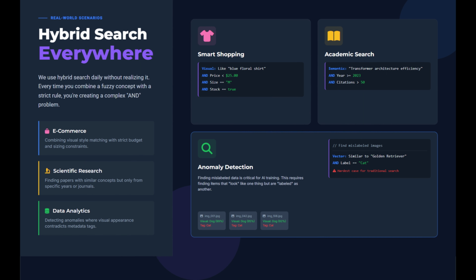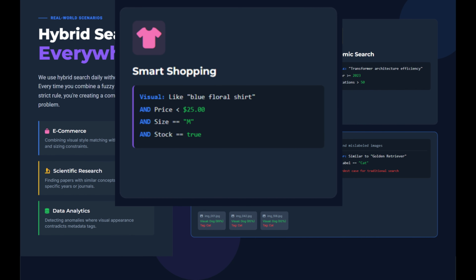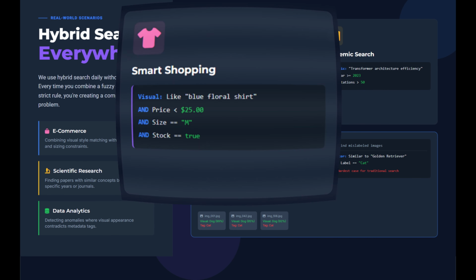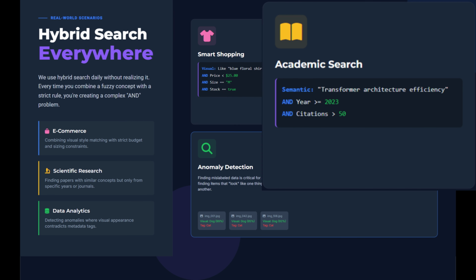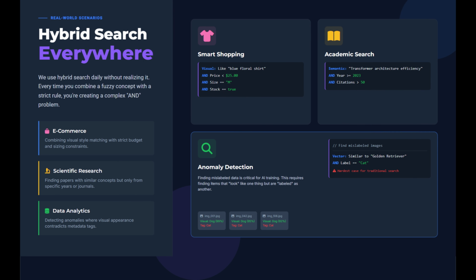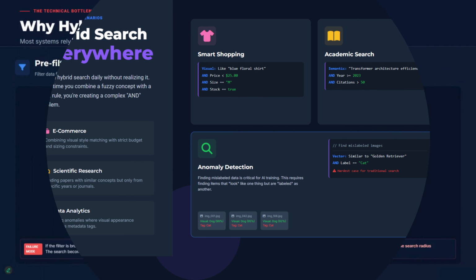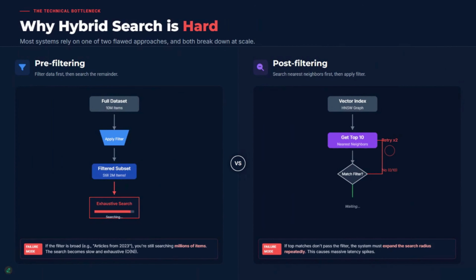This combination of similarity search plus rule-based filtering is called hybrid search, and it powers so many real-world experiences, from shopping to research to analytics. Think about searching for a shirt that looks like one you saw and is under $20 and is available in your size, or asking for scientific papers with a natural language question and only wanting results from the last 2 years. This is the kind of search everyone expects, but at scale, doing it accurately and instantly has always been a challenge. So why is hybrid search so hard?